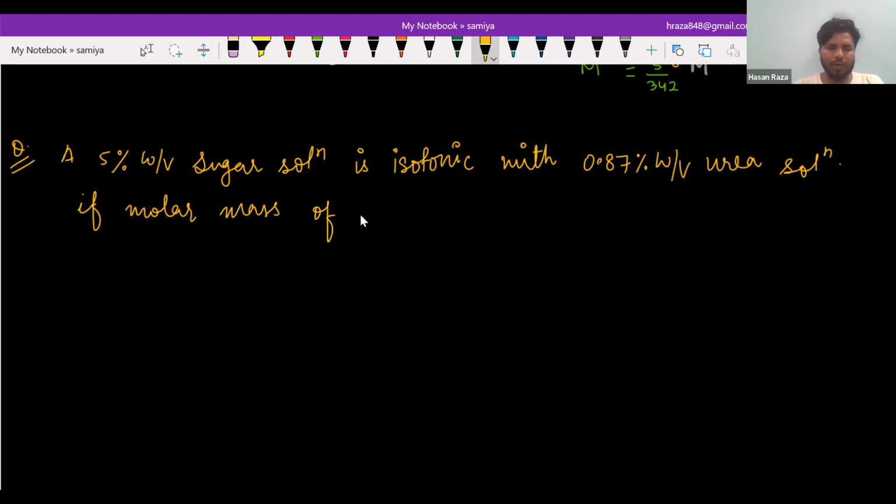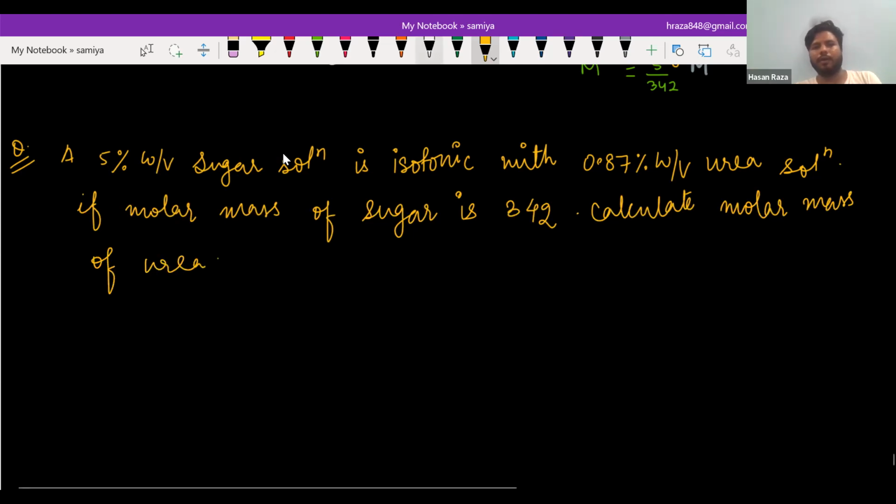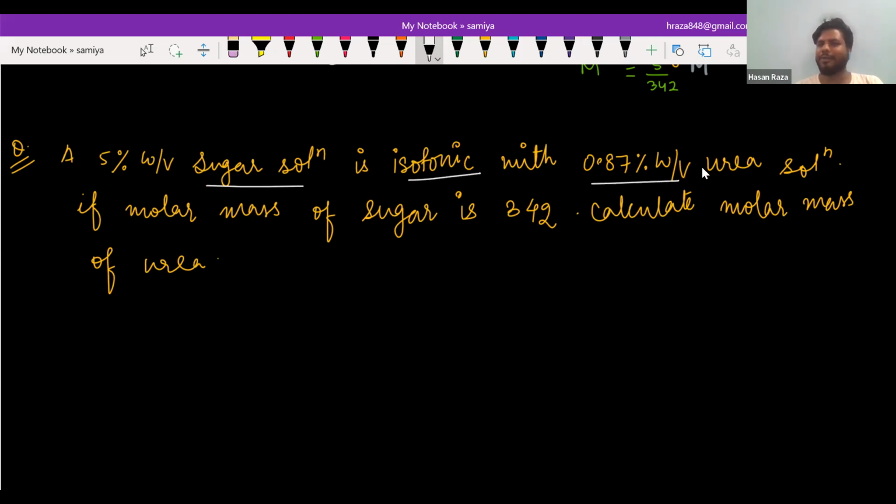If molar mass of sugar is 342, calculate molar mass of urea. So see, stop writing. Please concentrate here. I'm going to explain the question. A 5% weight by volume sugar solution is isotonic with 0.87%, since sugar has a chemical formula C12H22O11. Why did I ask the molecular formula? Because in order to calculate molarity, you have to know the molar mass, and for molar mass you should know the molecular formula. And here urea has a molecular formula NH2CONH2.